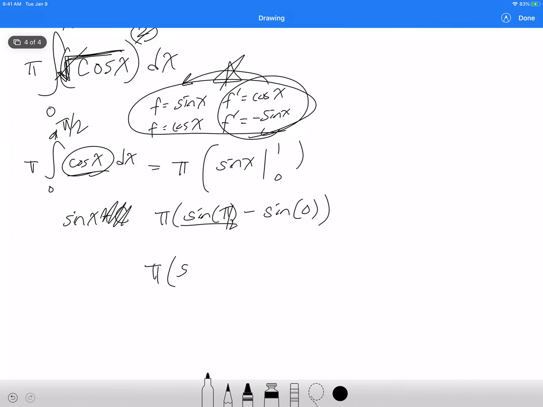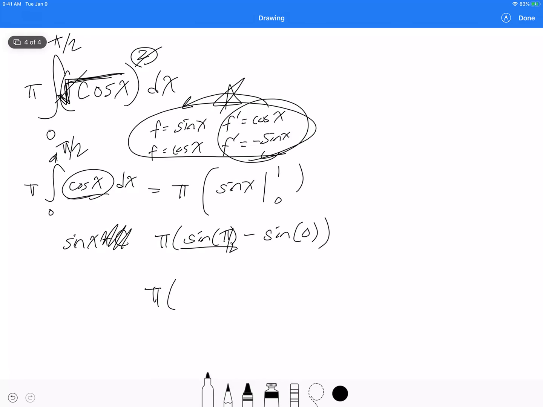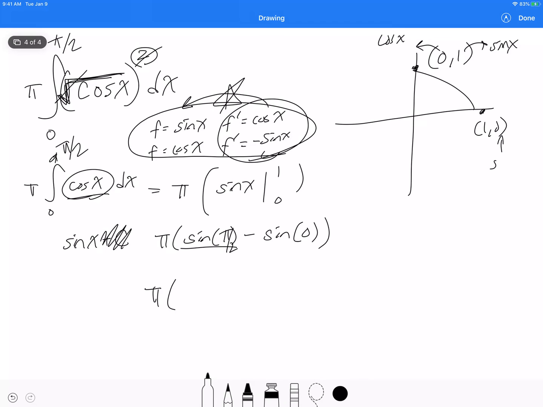So pi times sine of pi over 2. If you take a look at your unit circle chart, or if you type that in your calculator, sine of pi over 2, the y value is always your sine value, and your x value is always your cosine value. Hope you remember that from even Algebra 2 class. This is the point 1 comma 0, that's sine of x. So here, this is going to become 1, and this is going to become 0, so it's 1 minus 0, so it's going to be just pi. Pi times 1, essentially. So that's going to be my volume.